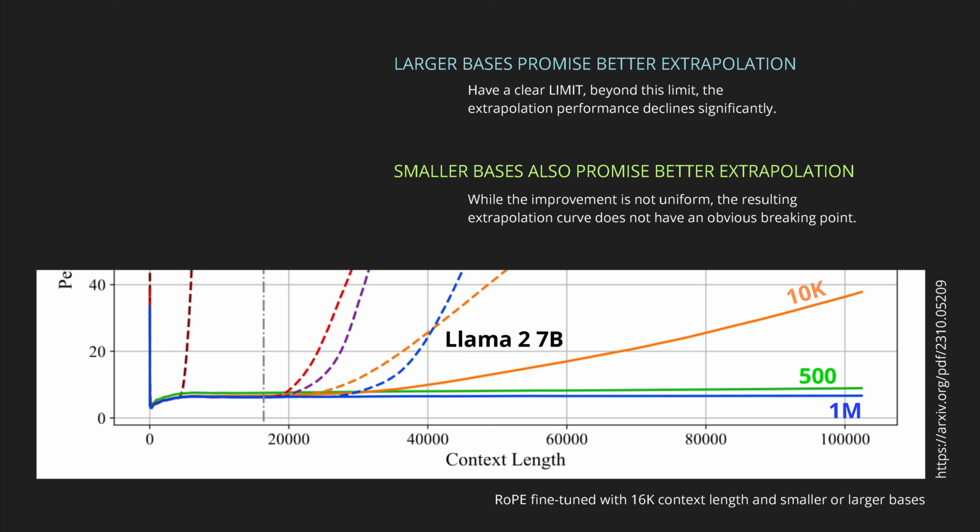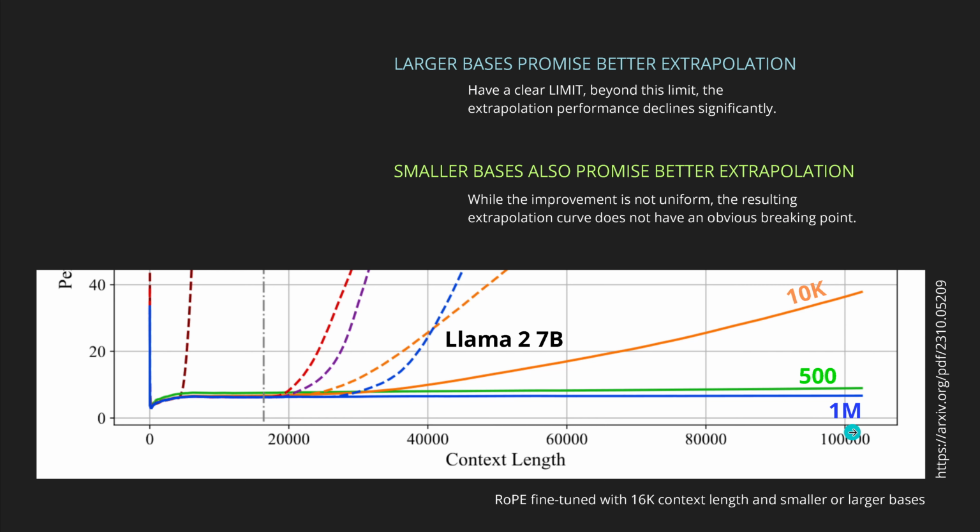How is this possible? So if 500 is in green, so we say smaller bases, so 500 is smaller than 10K, also promise a better extrapolation of our LLMs. However, while the improvement is not so uniform, the resulting extrapolation curve does not have an obvious breaking point, a limitation where it says, until this point and no further. Does not have an obvious breaking point. This is interesting. But also we have our 1 million. So we have a larger base. This also promises you a better extrapolation.